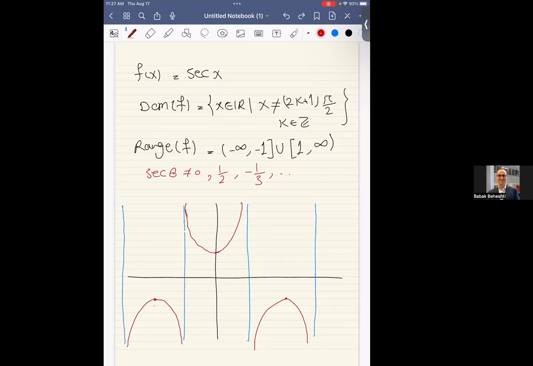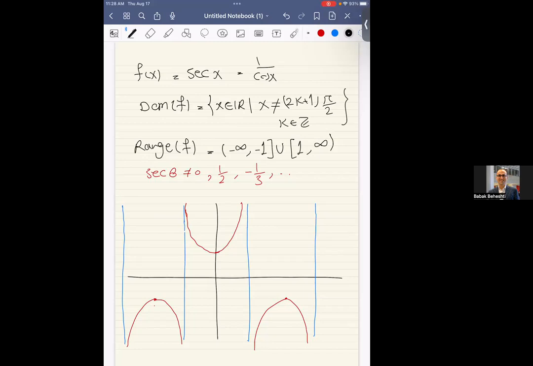Why is the domain x can only go to 2k plus 1? Because secant is 1 over cosine. Right? Secant is 1 over cosine. So that means cosine, the denominator, cannot be 0, right? So now what values of x make the denominator 0? Cosine is 0 when x equals pi half, 3 pi half, and so on, right? Is that clear?